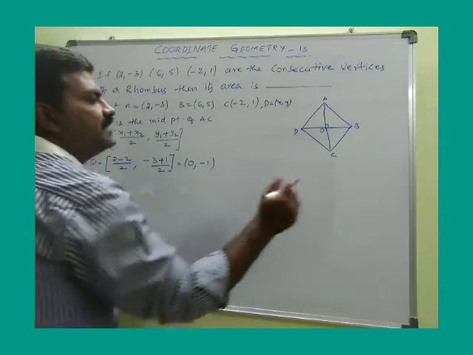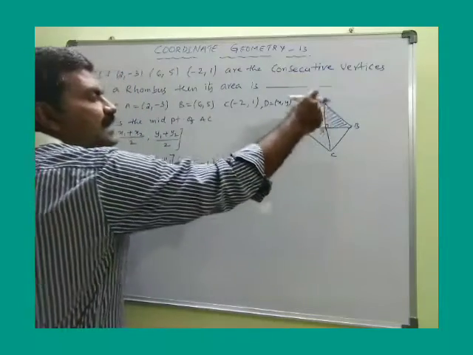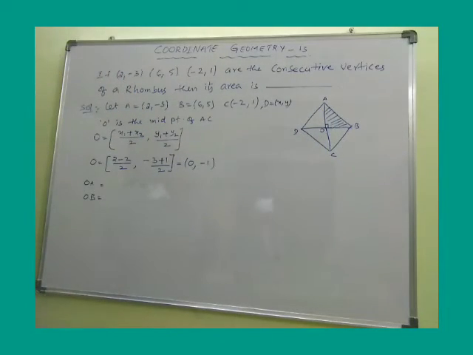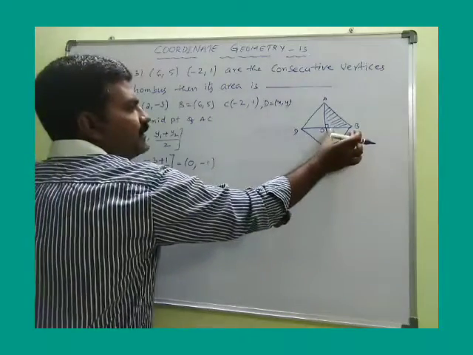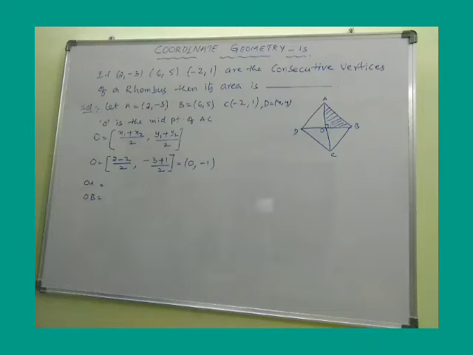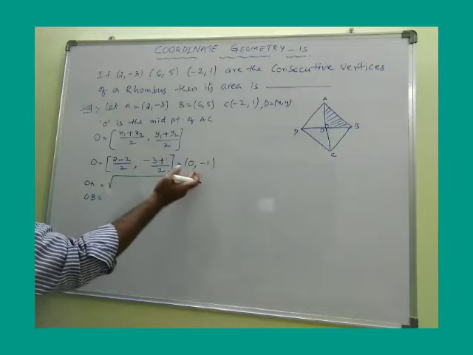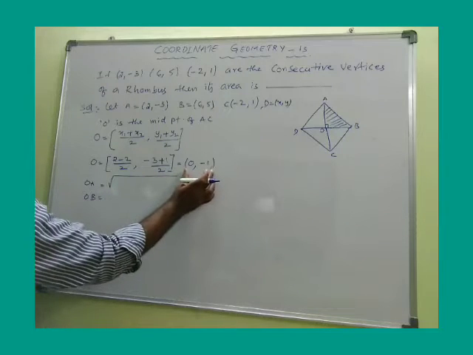Now my intention is to find the area of this triangle OAB using the formula half into base into height. Now base is OB and height is OA. So let me find the OA distance and OB distance, which is under root of O and A. Here O is not for origin. Please do not confuse.